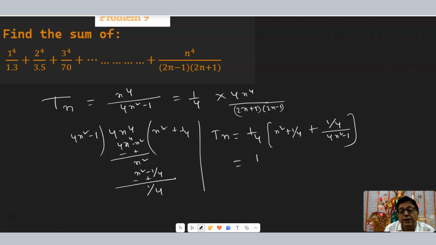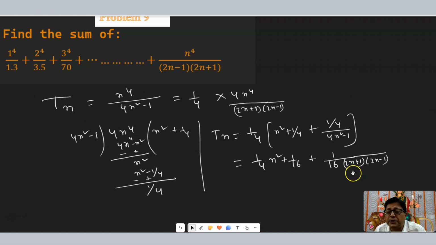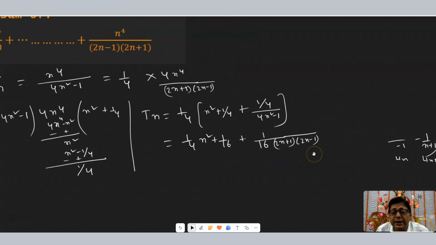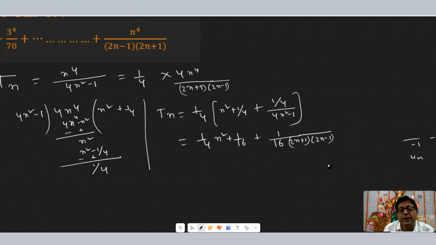This you write 1/4 n square, 1 by 16 plus 1 by 16, 2n plus 1, 2n minus 1. Summation of this part will not create any problem. The problem will be for this part. If you can express it in the telescoping form, then it's fine. You just write this one as 1 by 2n minus 1 minus 1 by 2n plus 1. I think it is working then.